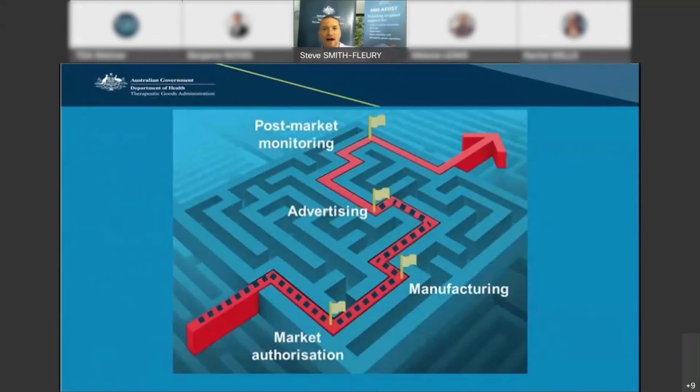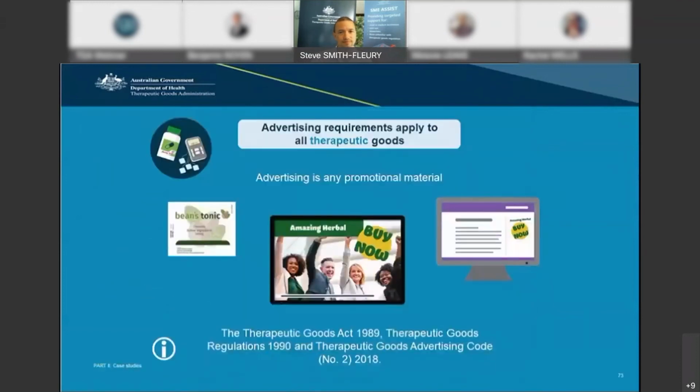Okay, terrific. So now that the goods are on the market, we're going to take a look at advertising and what that entails. So advertising requirements apply to all therapeutic goods. It doesn't matter if it's a medical device or a complementary medicine. Some medicines, such as prescription medicines and biologicals, do have requirements that mean they can't be advertised to consumers.